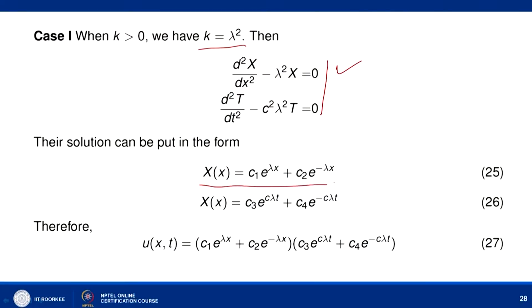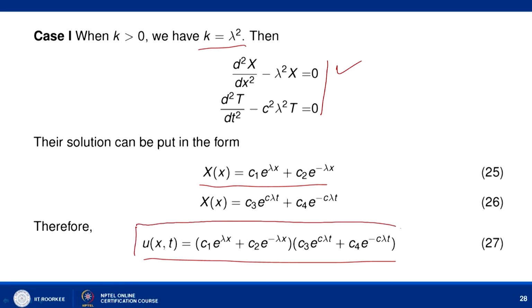So here basically it is an eigenvalue problem, a Sturm-Liouville problem, and we have already discussed a similar Sturm-Liouville problem when we discussed the boundary value problem. So now we can find out the solution of these problems as X(x) equal to c1 e to power λx plus c2 e to power minus λx, and similarly you can write down T(t) as c3 e to power cλt plus c4 e to power minus cλt. So now our solution u(x,t) is written as c1 e to power λx plus c2 e to power minus λx into c3 e to power cλt plus c4 e to power minus cλt here.